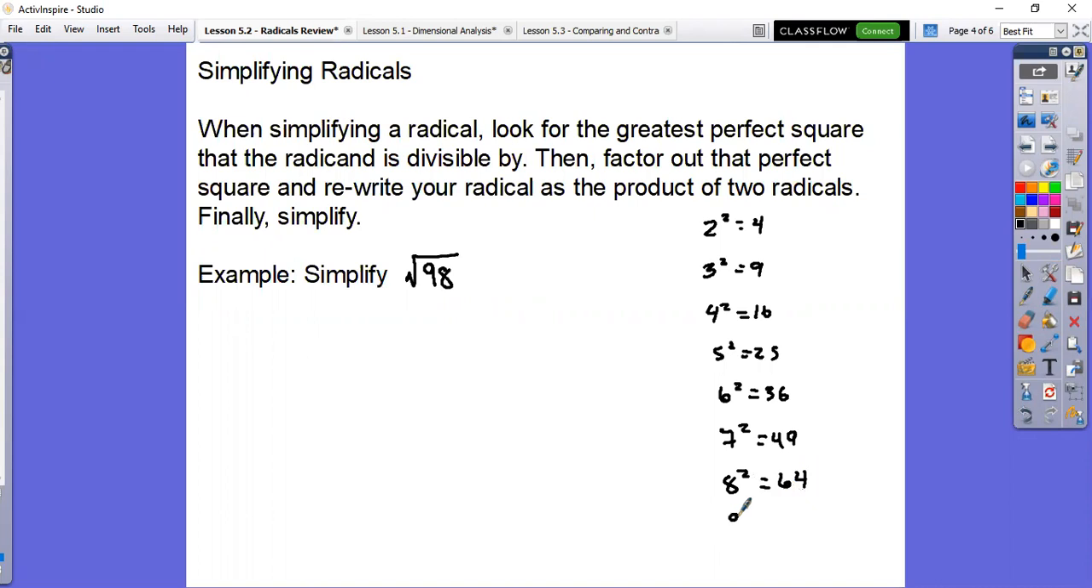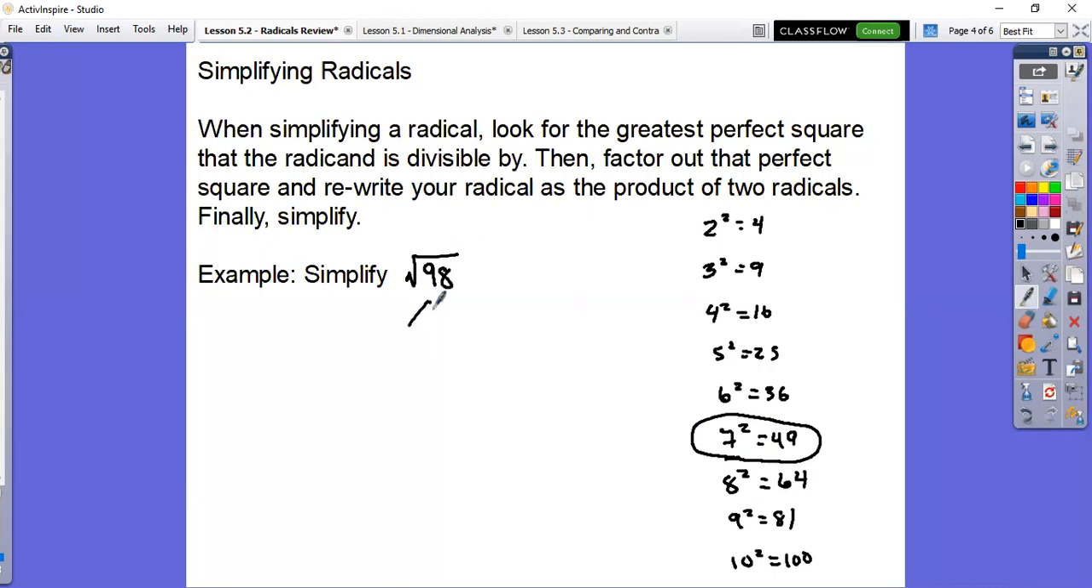So I've got 8 squared is 64, 9 squared is 81, and then 10 squared is 100. All right, so this is where I stop because now I've gotten something that's larger than this. So I want to go through each one of these and figure out if 98 is divisible by them. So 98 is clearly not divisible by 100. 98 is not divisible by 81. It's not divisible by 64, but I notice it is divisible by 49. Specifically, 98 divided by 49 is going to give me 2.